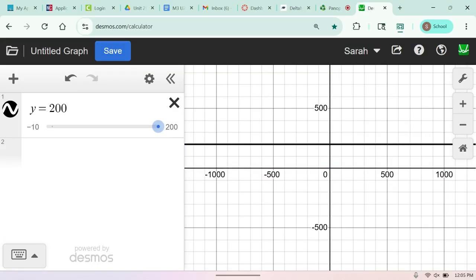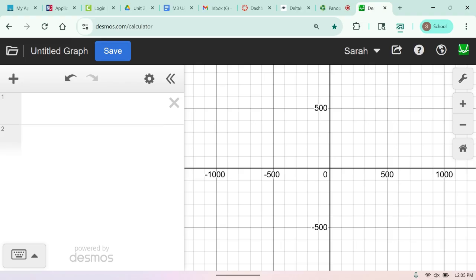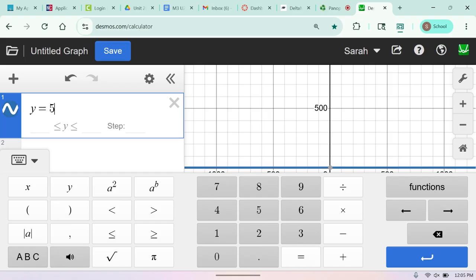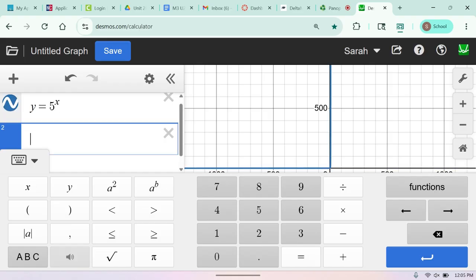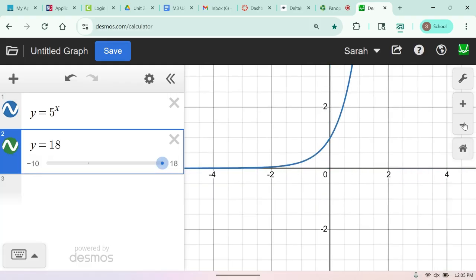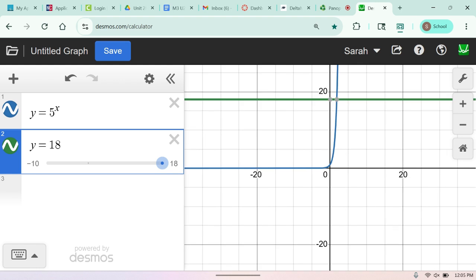So, just for an example, I'm just going to do it real quick. You don't need to do it. I'm just going to put it in. So I'm going to type in y is equal to 5 raised to the x power, and then y is equal to 18. And then I'm going to zoom out till I see where it crosses. So it crosses right here. And remember, you always use the x value of your point. So is it true that if I rounded the x value of that point, is that not the exact same answer that I got?